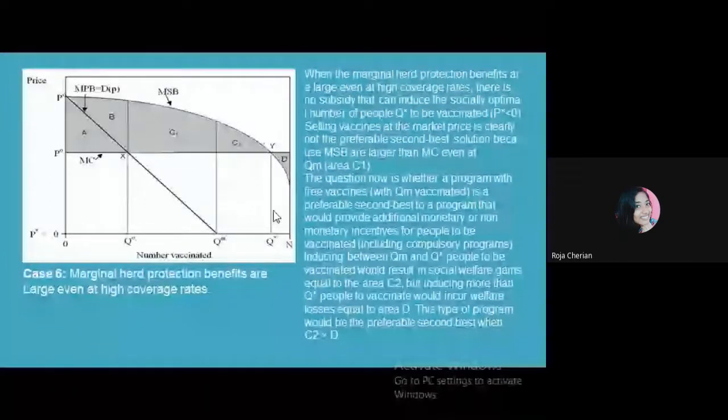Increasing the number of vaccinated people between the point QM and Q star will result in social welfare gain. That is, at that point, marginal social benefit is greater than marginal cost. But after the point Q star, that is the area after point C2, marginal cost is greater than marginal social benefit. Therefore, inducing a higher level of vaccination with incentives would be the preferable second best solution when C2 is greater than D, that is when marginal social benefit is greater than marginal cost, and also where social gain is greater than social loss. In that case, only this program is applicable.